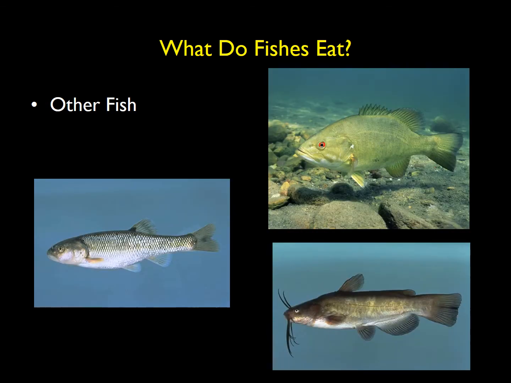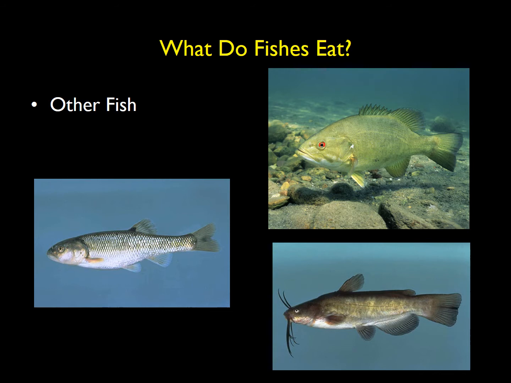Then, of course, you have piscivorous fish as well. So smallmouth bass on the upper right, bullhead catfish on the lower right, and even the creek chub, which I believe we saw a couple of in Sweeten Creek. You can identify it with that dot on the dorsal fin there. When they get big enough, they also are piscivorous.